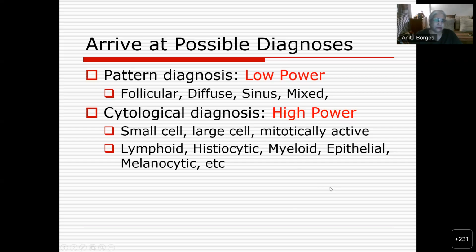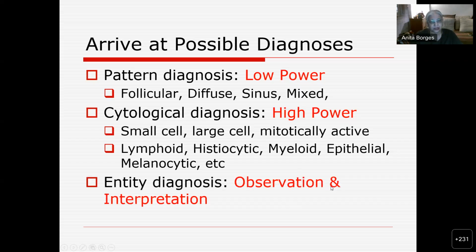Okay, so this is how we arrive at possible diagnoses. And finally, I call this a pattern diagnosis, a cytological diagnosis. They're really about observations. Okay, so we're making a diagnosis now. Is this follicular? Is it made up of small and large cells within the follicles? That's telling me something.